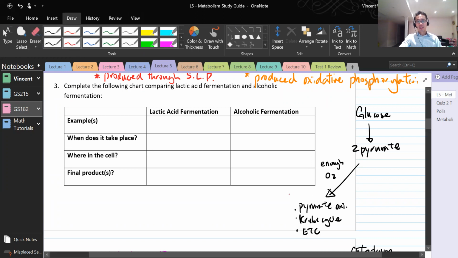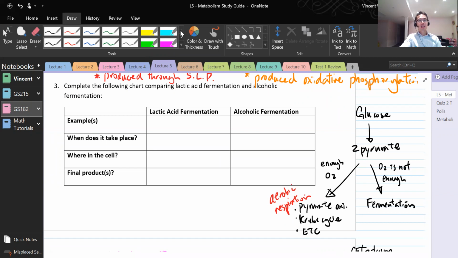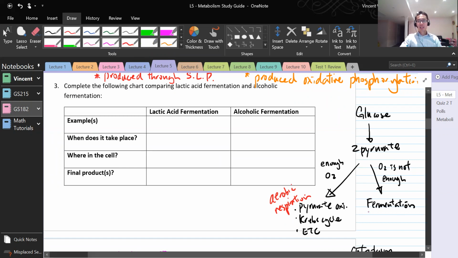So this branch, which is what we have been talking about for the past hour and a half, is aerobic respiration. It requires oxygen. If we don't have enough oxygen, if there is a lack of oxygen, then we will do fermentation. Fermentation is an alternate pathway. It is called anaerobic respiration.